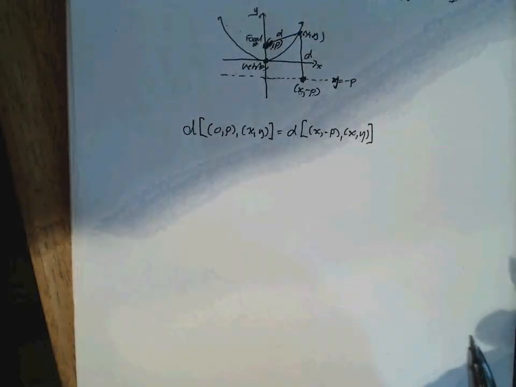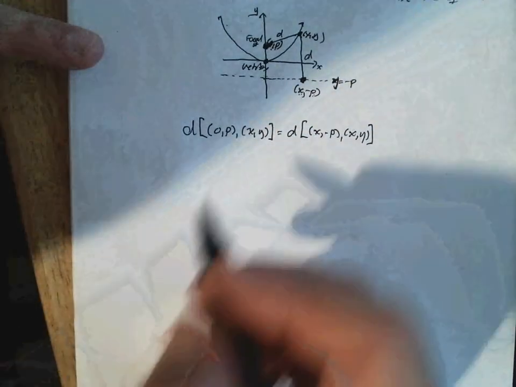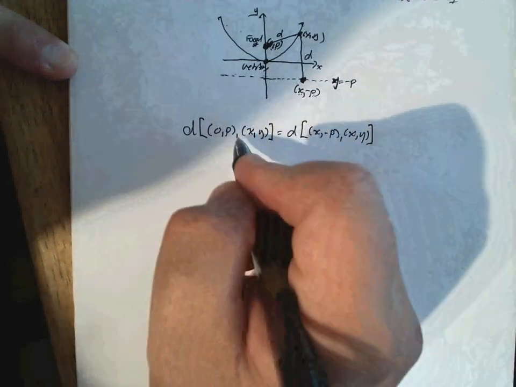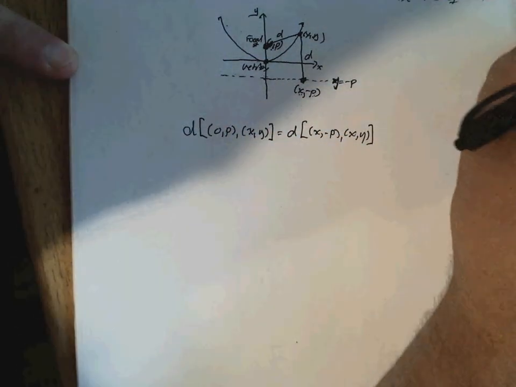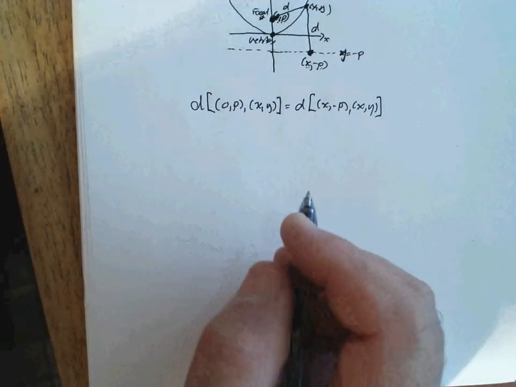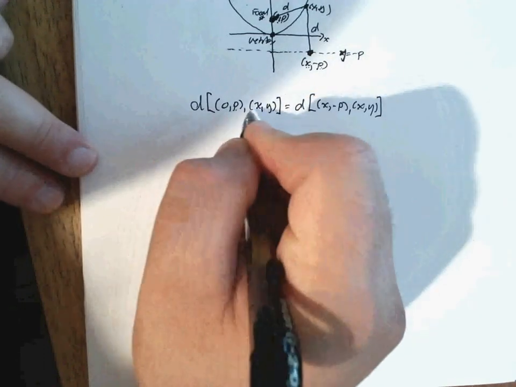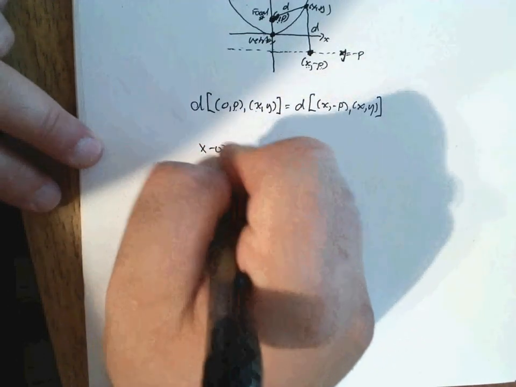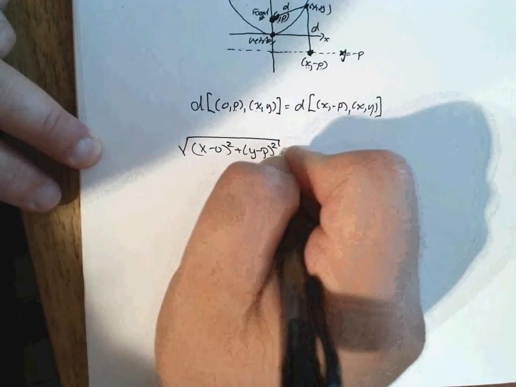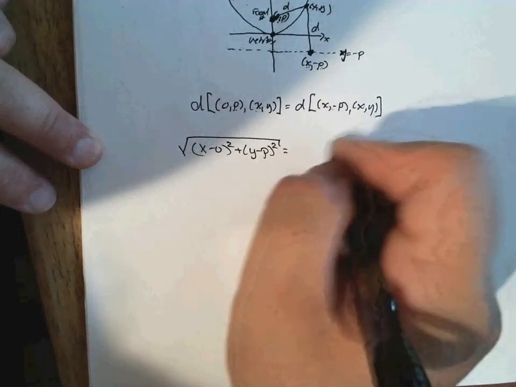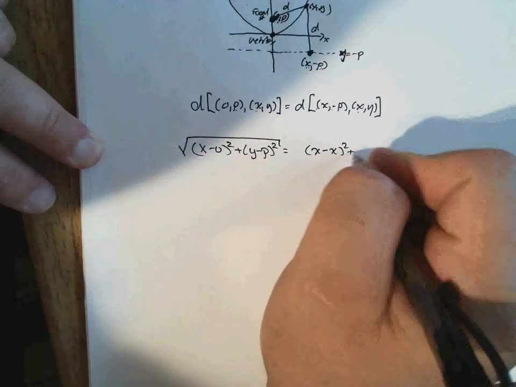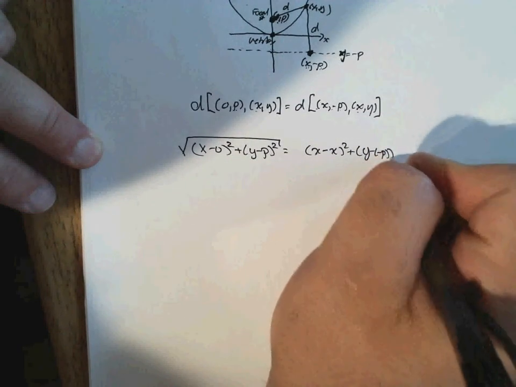All right, well, let's take a look then at what we were talking about here, this definition that this distance and this distance have to be the same to define the parabola, and work this to create the equation of a parabola. Okay, so applying the distance formula to this, the distance between 0p and xy, so that's x minus 0 squared plus y minus p squared, square rooted. And the distance between x negative p and xy, well, that's going to be x minus x squared and y minus negative p squared, square rooted.